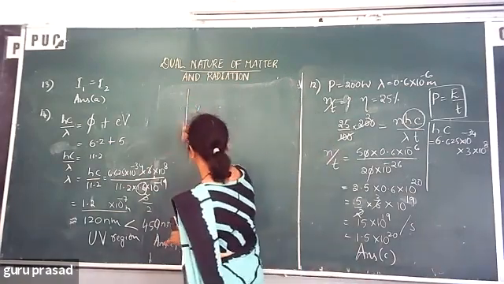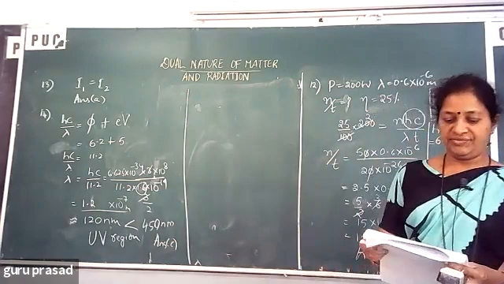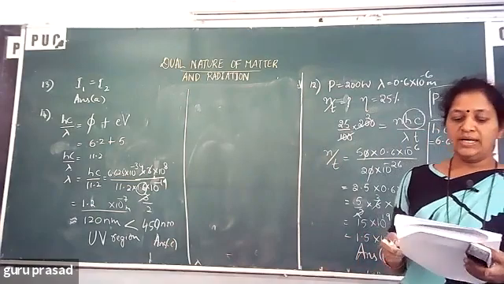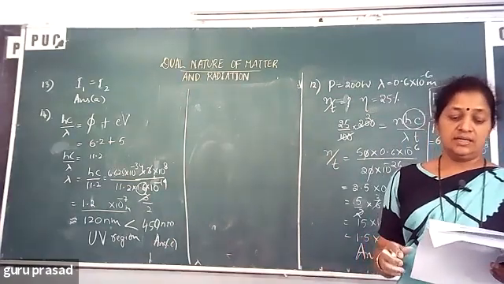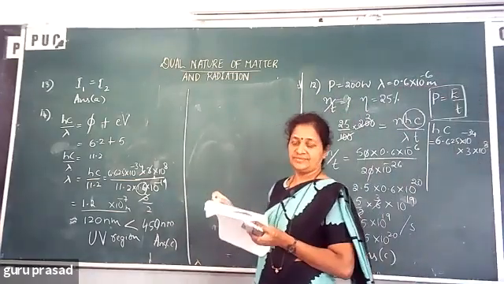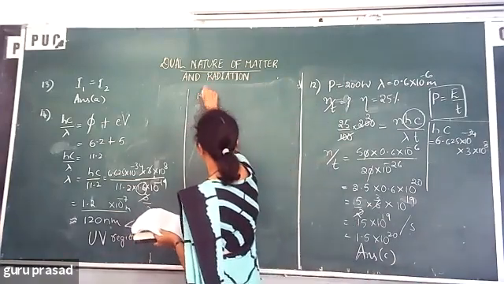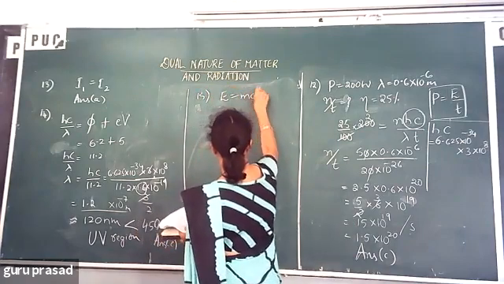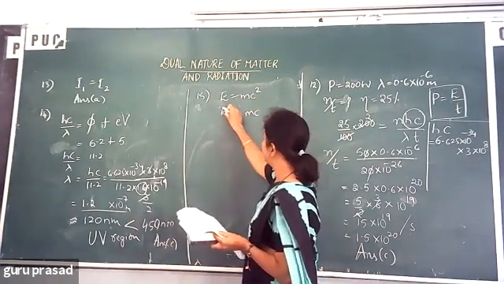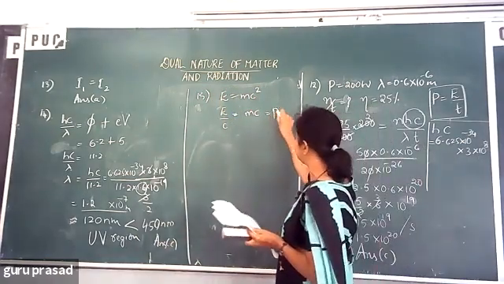Yes, next. 15th one. The momentum of a photon of energy 1 MeV in kilogram meter per second will be how much? Energy and momentum of a photon. E is equal to mc square. So momentum is m into c, therefore mc is E by c. We want momentum, which is P.